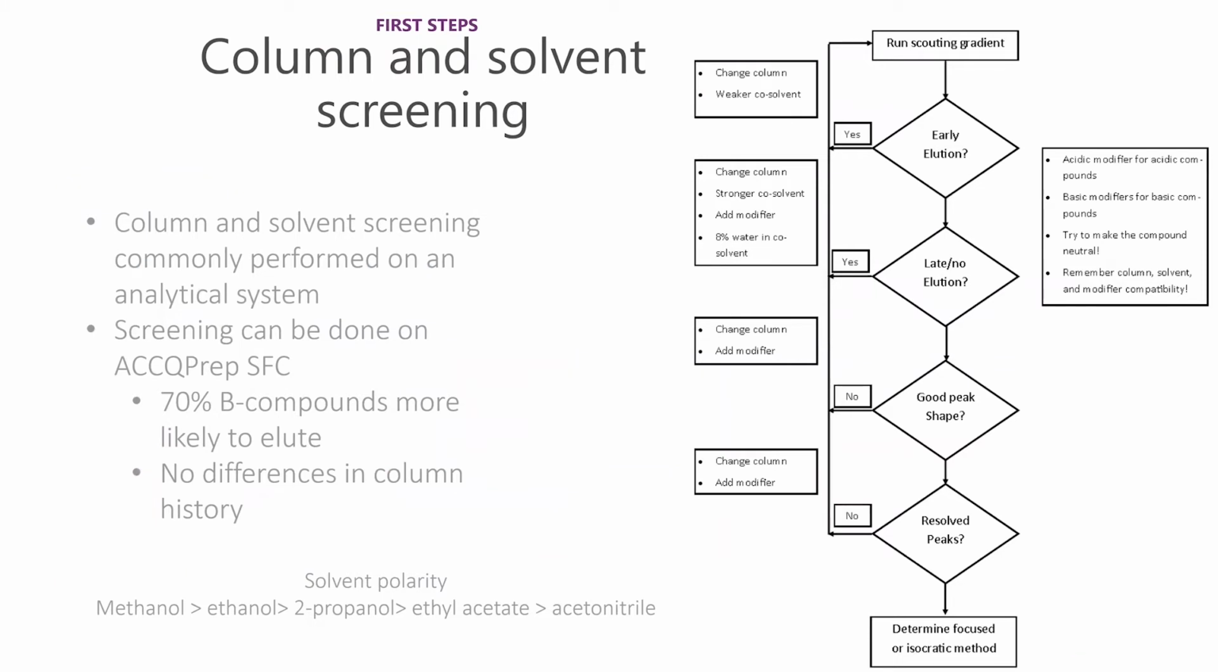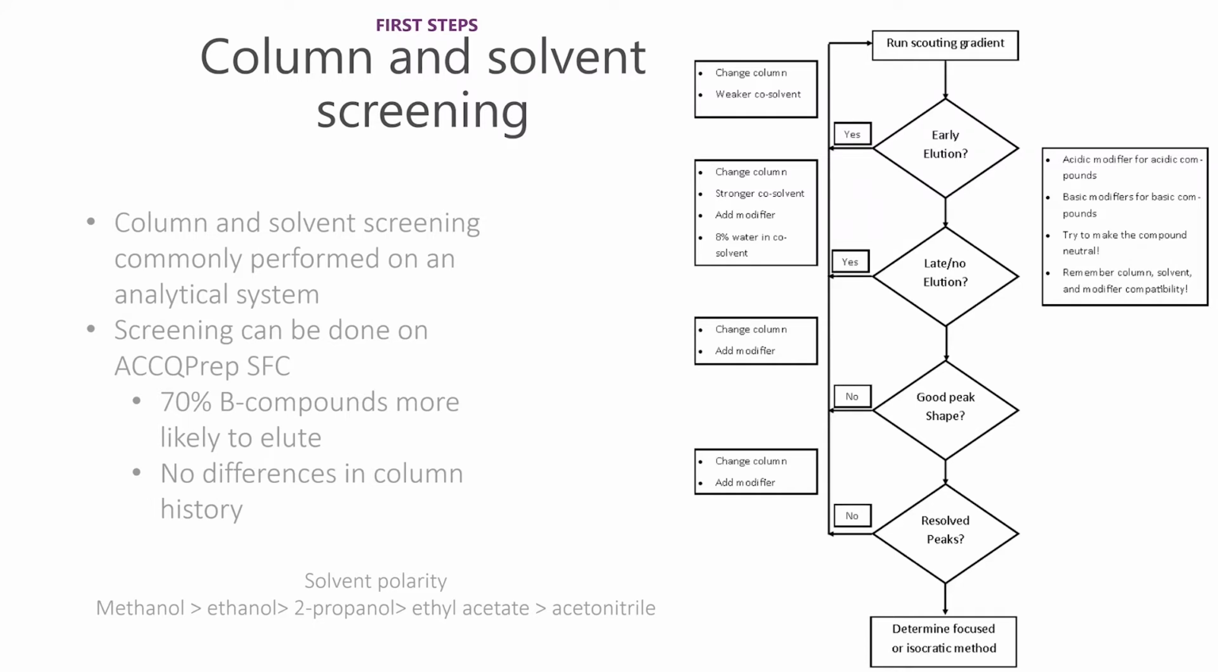Column and solvent screening are commonly run on an analytical system, but those same scouting gradients can be run on the AccuPrep SFC as well, since it holds 6 columns and can switch between 4 solvents, and the samples can be loaded in a queue and run automatically in a sequence. It can run gradients up to 70% co-solvent, extending the range of SFC over other SFC systems.